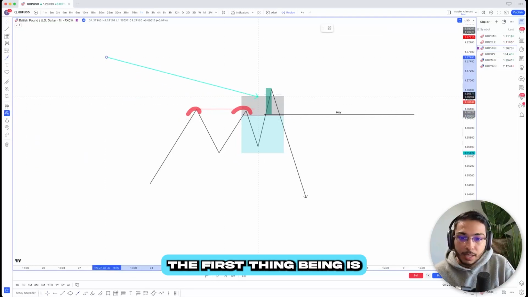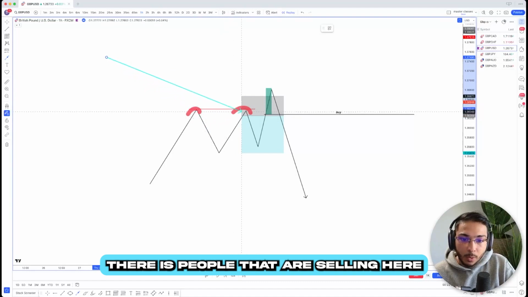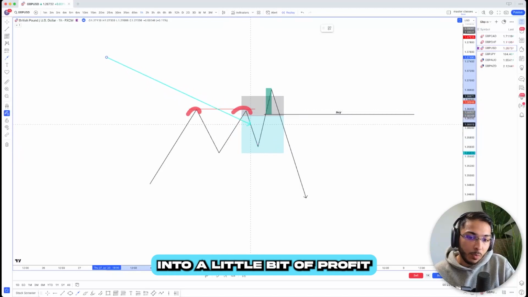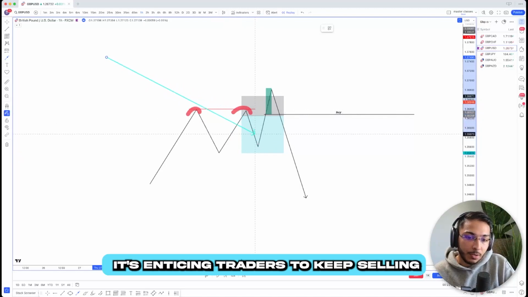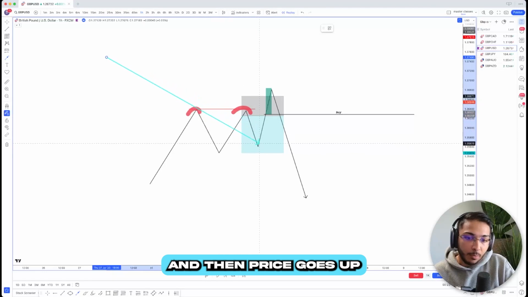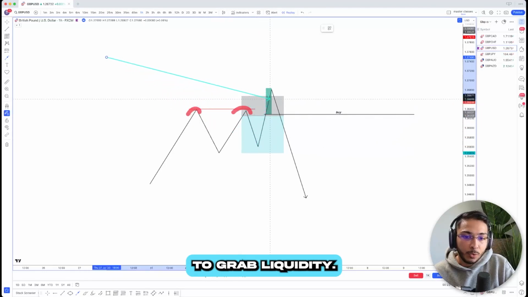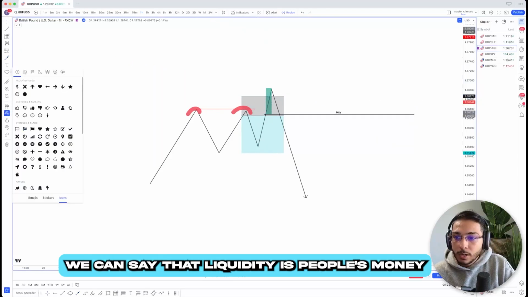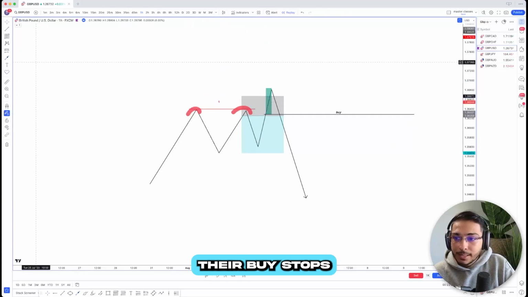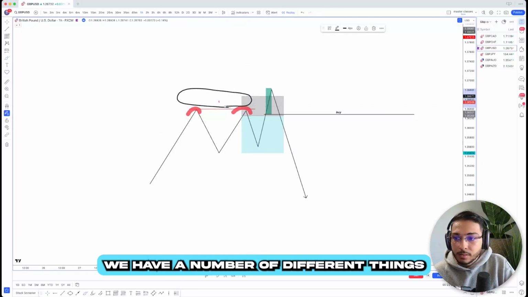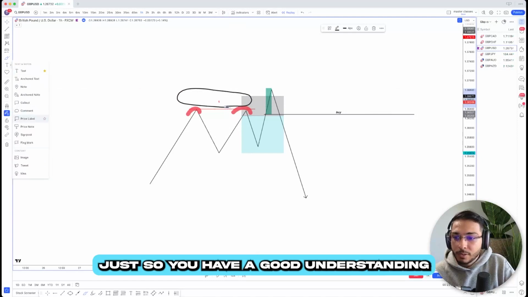The first thing is that there are people selling here. They're selling here, expecting price to go lower, right? Even if the sell goes into a little bit of profit, it's enticing traders to keep selling, and then price goes up, and it's forced back up to grab liquidity. We can say that liquidity is people's money, their buy stops, their stop losses, their stop orders. We can say that right here, we have a number of different things. Let's label those out just so you have a good understanding.